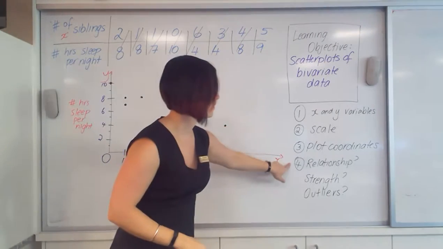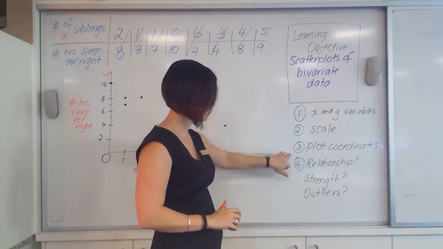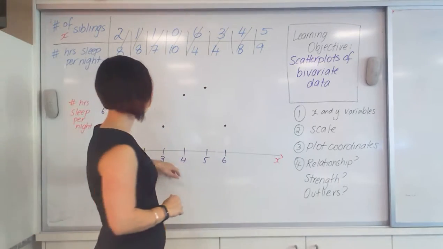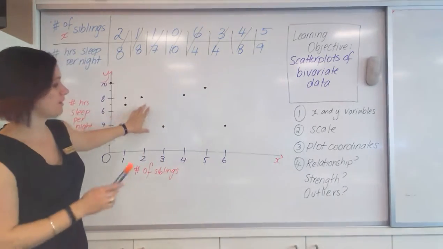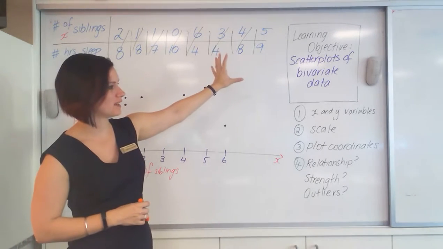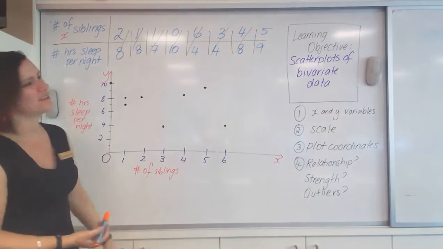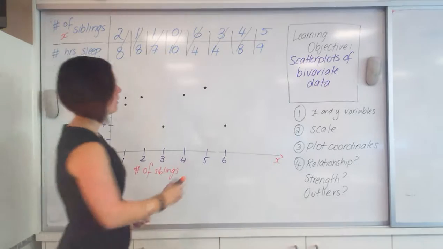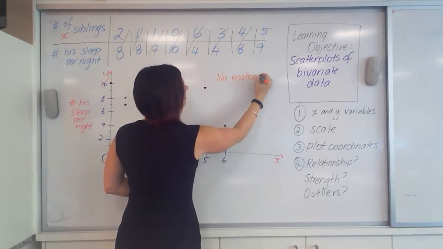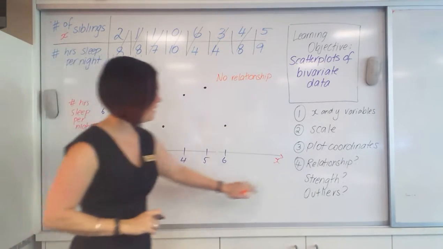Our next step says, is there a relationship? We need to figure that out. Is there a relationship? Are there strengths and are there outliers? Our relationship, does it look like it's trending upwards? Does it look like it's trending downwards? Or does it look like there's not much of a relationship? I would probably say there's no relationship on this one. Maybe if we surveyed more people, we might get some better data. That's always the case.